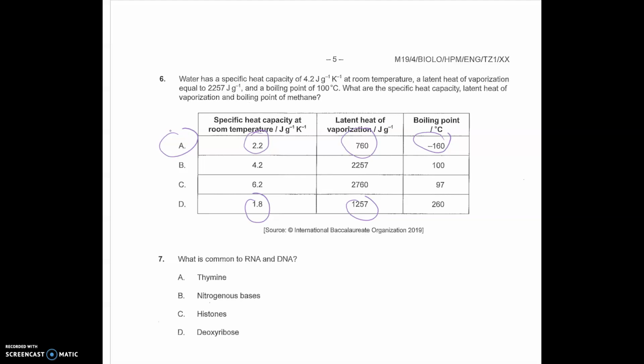In terms of what is common to both RNA and DNA, definitely not thymine, not histones, because RNA doesn't have them. Not deoxyribose, RNA doesn't have that, but both do have nitrogenous bases.